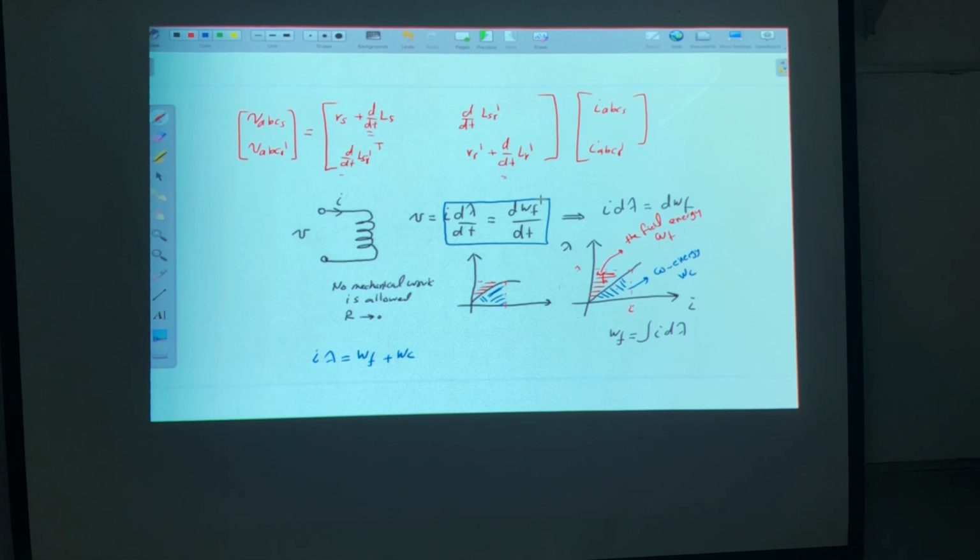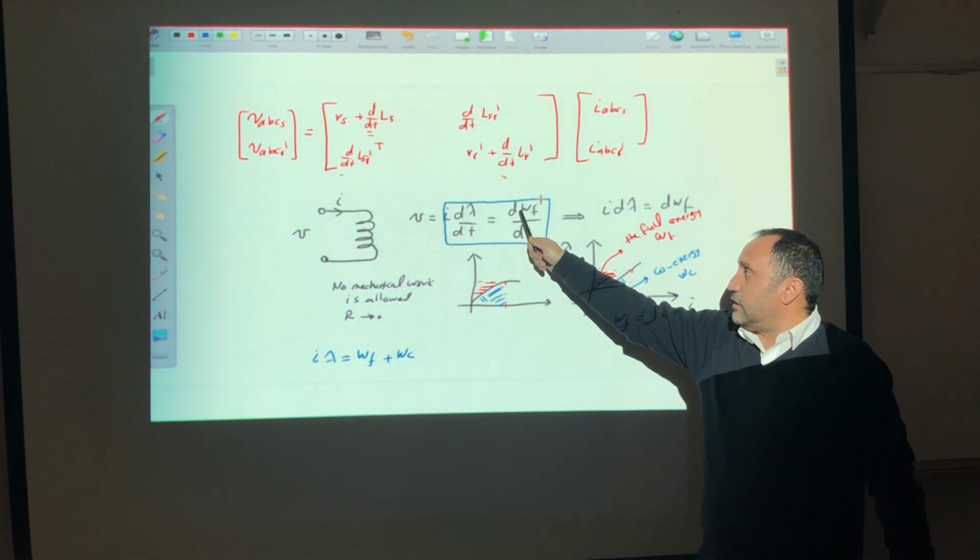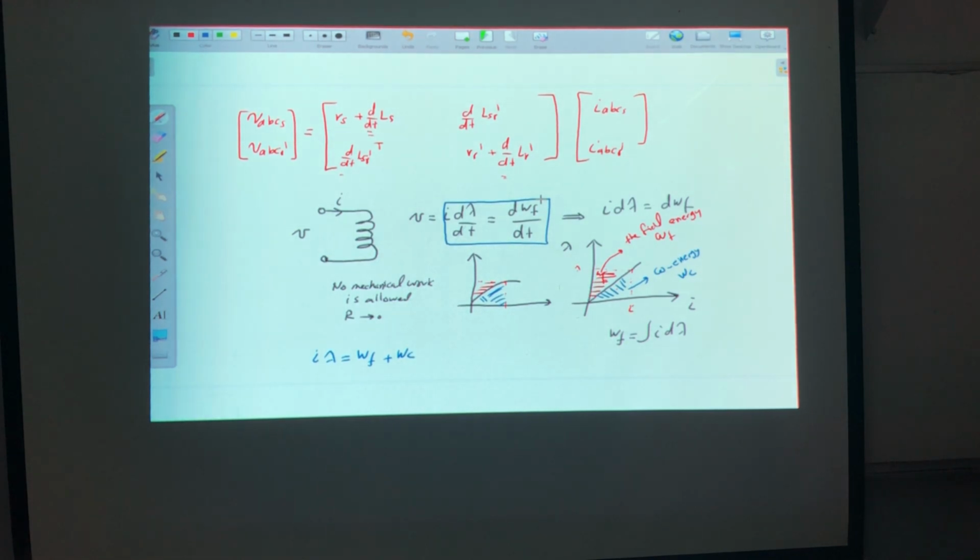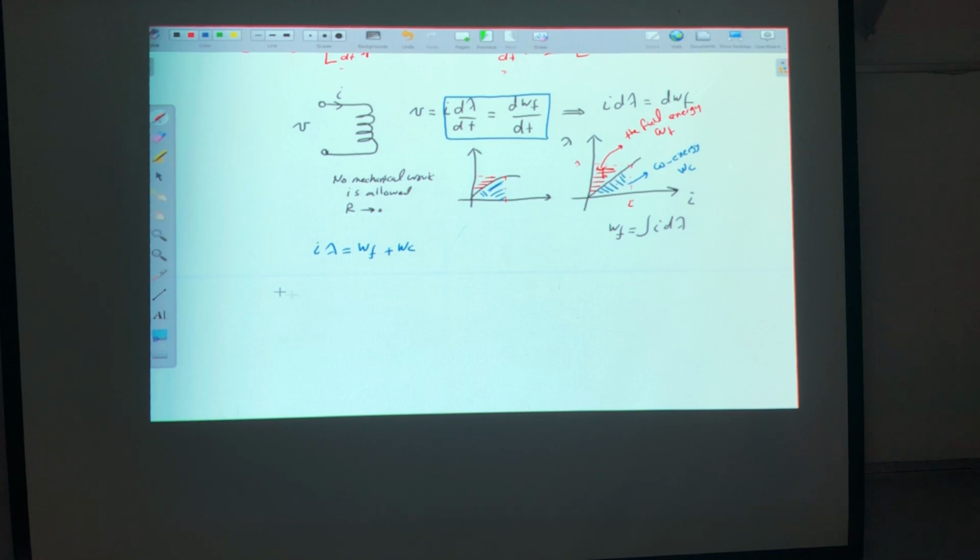If the coil is allowed to do mechanical work, then i d lambda by dt will equal d omega f by dt plus the mechanical power, correct?